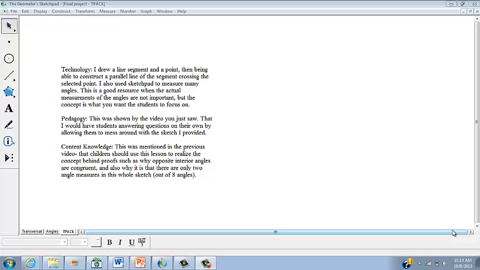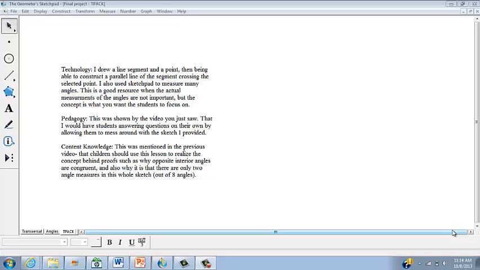And now I will explain the technology, pedagogy, and content knowledge associated with this project. For the technology, I drew a line segment and a point, and then I was able to construct a parallel line of the segment crossing the selected point. And I also used Sketchpad to measure many of the angles. This is a good resource when the actual measurements of the angles are not important, in this case, but the concept is what you want the students to focus on.